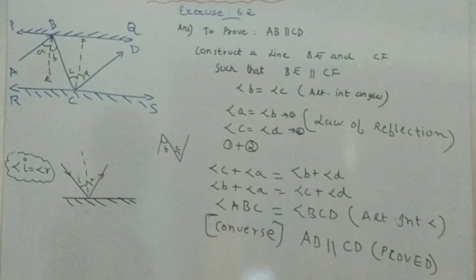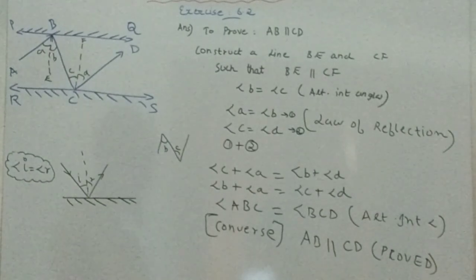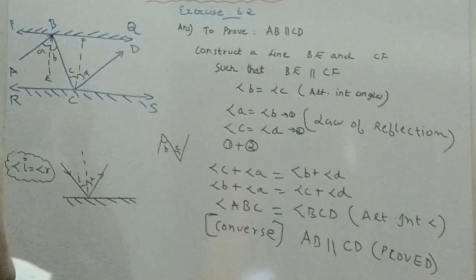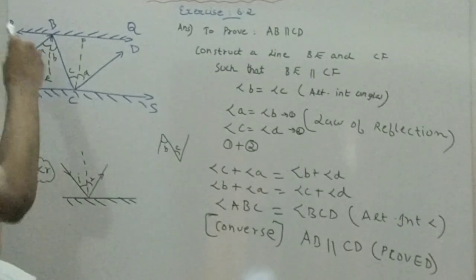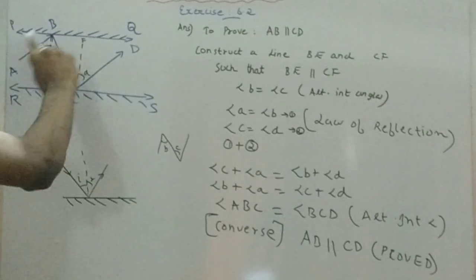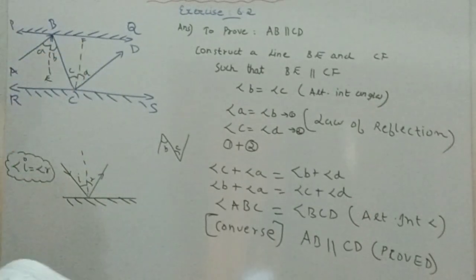Okay, so now let's do our sixth question. The question is PQ and RS are two mirrors placed parallel to each other. PQ and RS are two mirrors and they are parallel. So we can say that PQ is parallel to RS. An incident ray AB strikes the mirror PQ at B. AB is the incident ray striking at B.